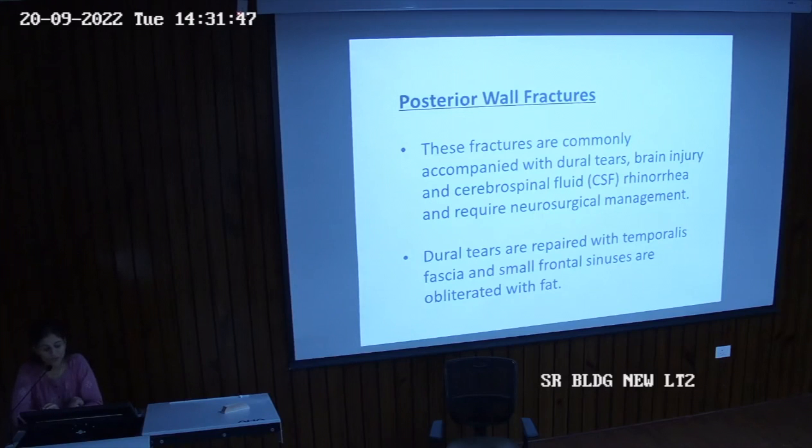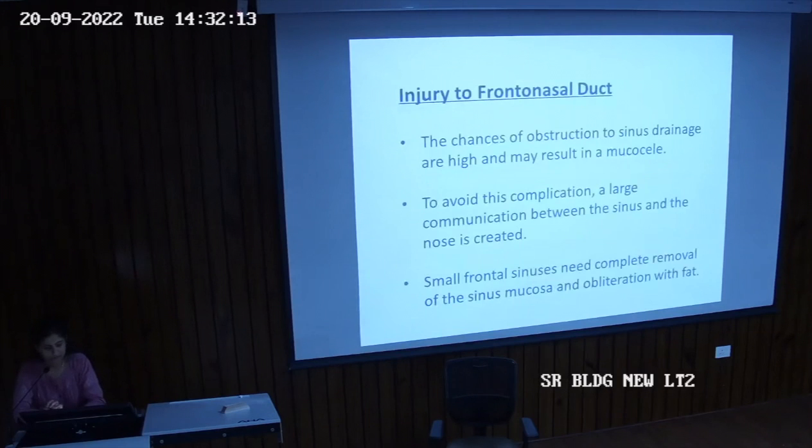So these fractures are commonly accompanied with dural tears, brain injury, CSF rhinorrhea, and require neurosurgical management. Dural tears are repaired with temporalis and small frontal sinuses are obliterated with fat. Now, injury to the frontonasal duct: the chances of obstruction to sinus drainage are high and may result in a mucocele. To avoid this complication, a large communication between the sinus and the nose is created. Small frontal sinuses need complete removal of sinus mucosa and obliteration with fat.